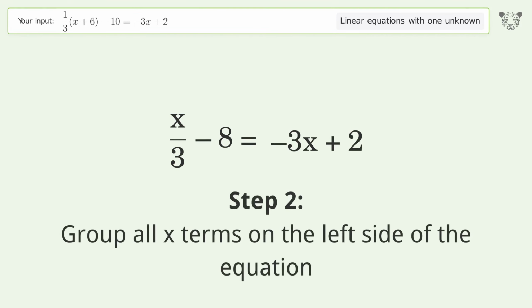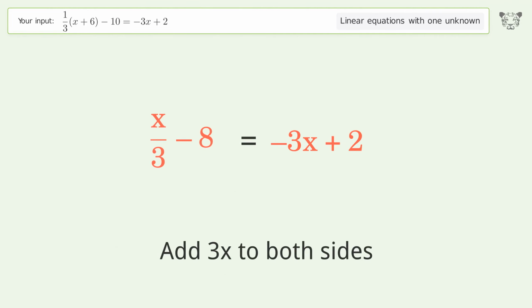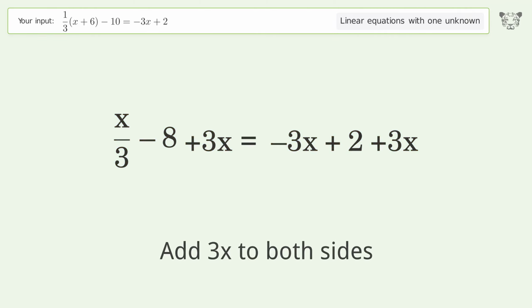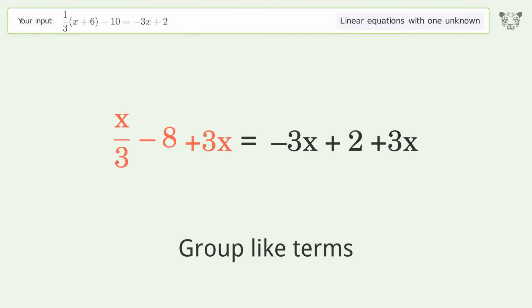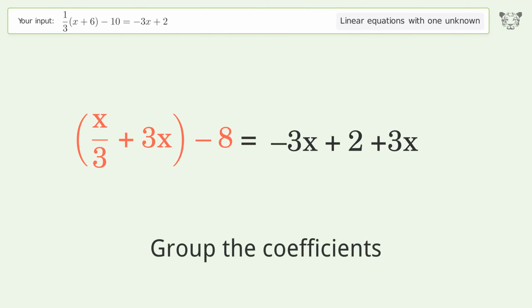Group all x terms on the left side of the equation. Add 3x to both sides. Group like terms. Group the coefficients.